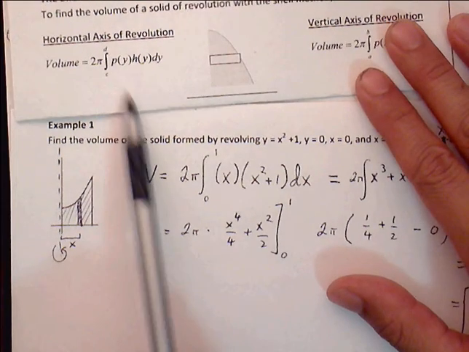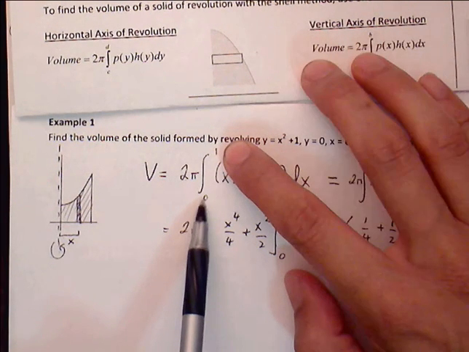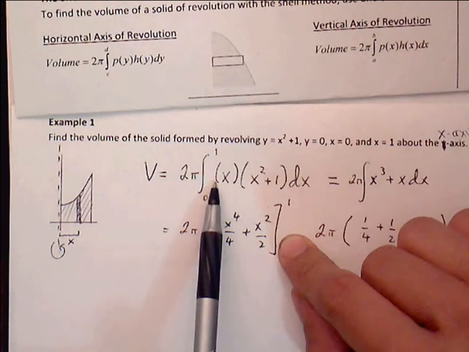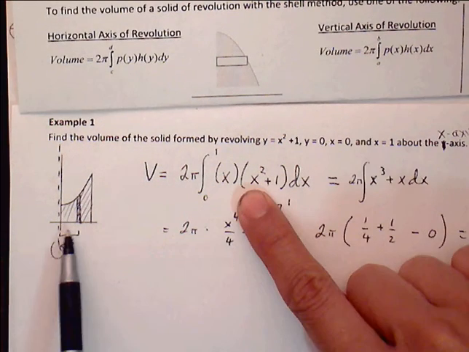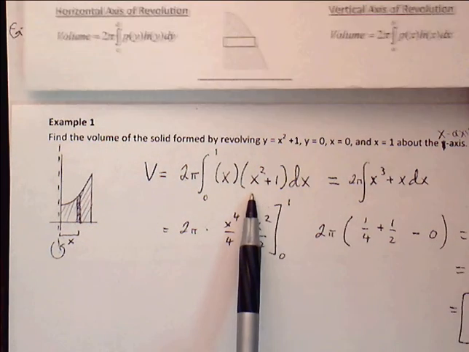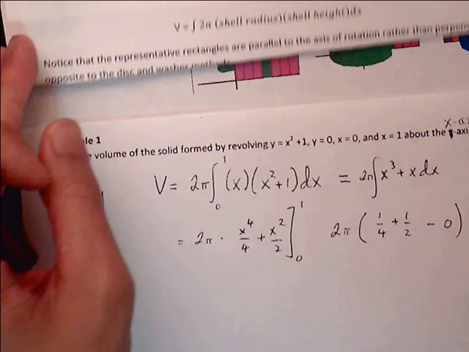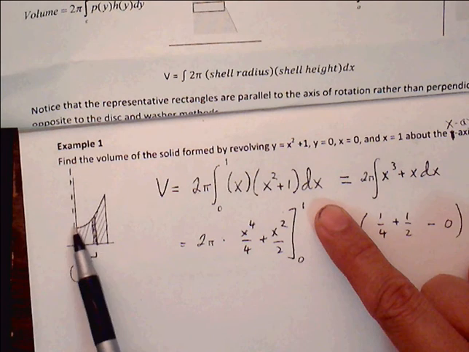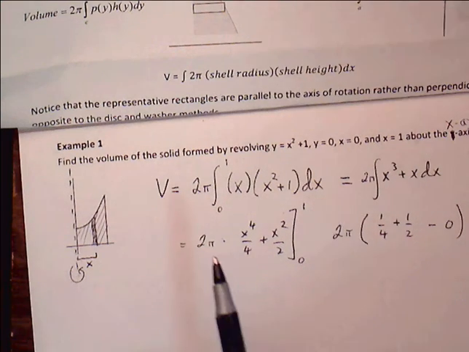So 2 pi integral. Our values have to be in terms of x. If we look at our shaded region, the furthest left is x equals 0 and the furthest right is x equals 1. x is the representative shell radius. And then the shell height is given by x squared plus 1, because x squared plus 1 represents all the potential heights for all these cylinders.